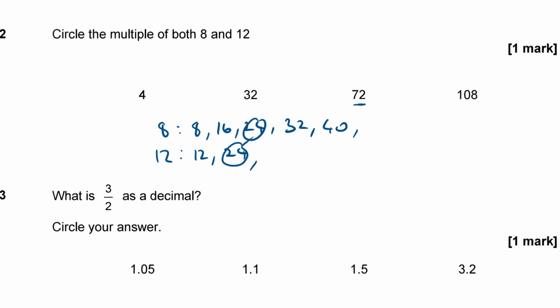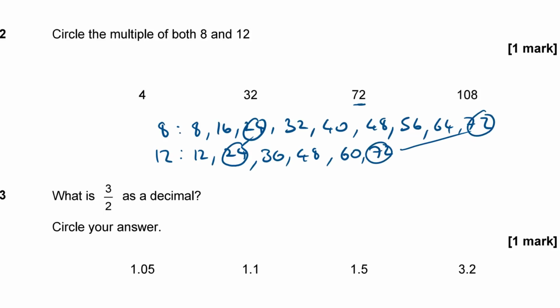Next one up is 72, isn't it? So I need to keep going up to at least that high. So 40, 48, 56, 64, 72. Okay, so I got to 72 on that one. Can I get to 72 with the other one? 24, 36, 48, 60. Yeah, I got to 72 there as well. So 72 is in both lists and it's one of my choices. So it's that one there.